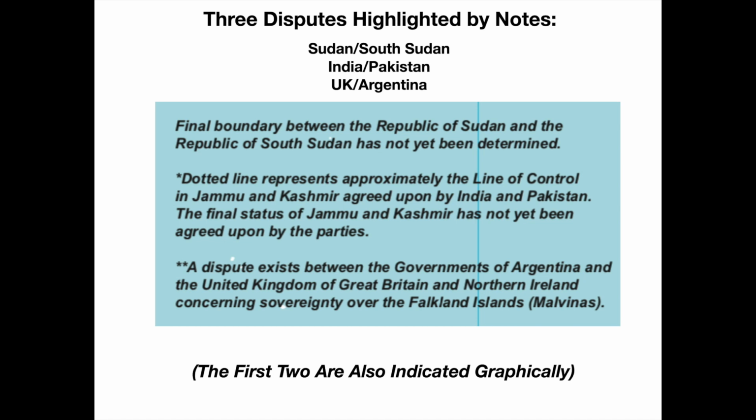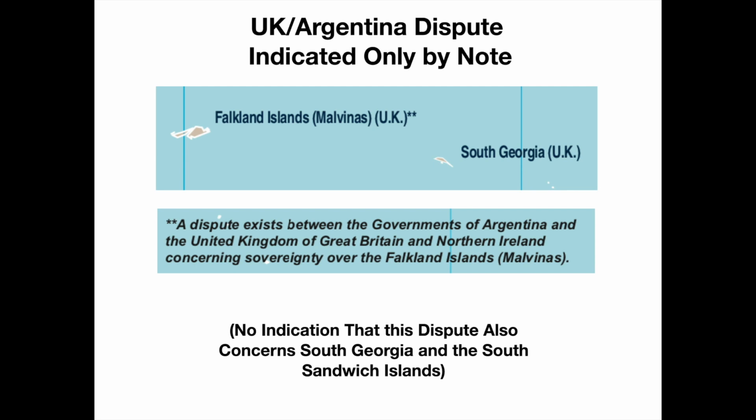The first 2 are shown graphically as well. The last one isn't, because they're not showing boundaries in sea space, and the Falkland Islands are obviously islands in the sea, and so no boundary is shown. So instead, we simply have a label with a textual note associated with it. And I would note as well, though, that this textual note does not indicate that South Georgia, a UK dependency located to the east of the Falkland Islands, is also claimed by Argentina. They're actually part of the same dispute.